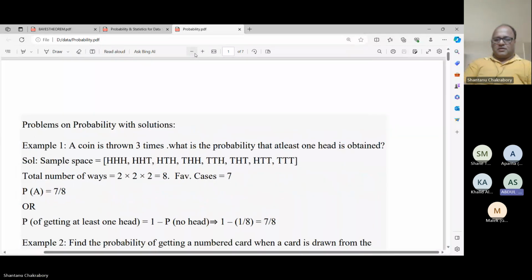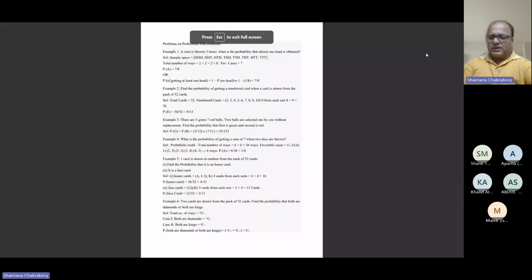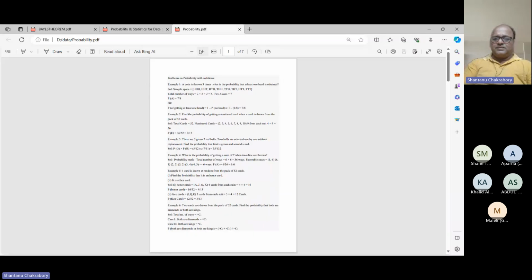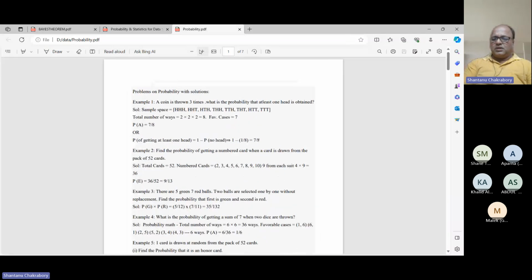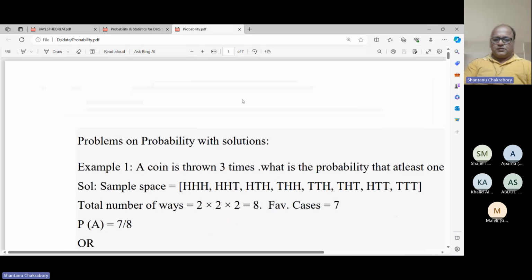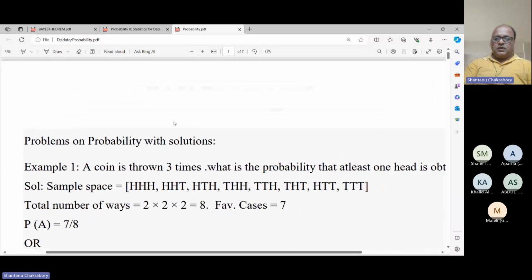Okay. So a coin is thrown 3 times. What is the probability that at least one head is obtained? Let me discuss the solution. So what is this telling, guys? It's telling that a coin is thrown 3 times. So 3 times means you will be throwing a coin 3 times.